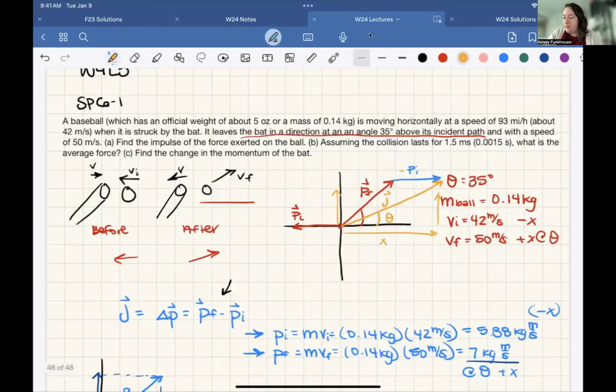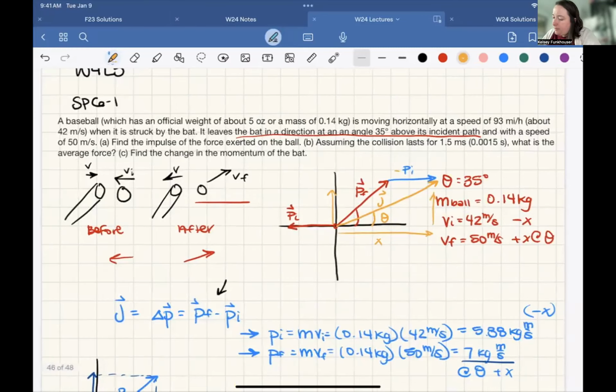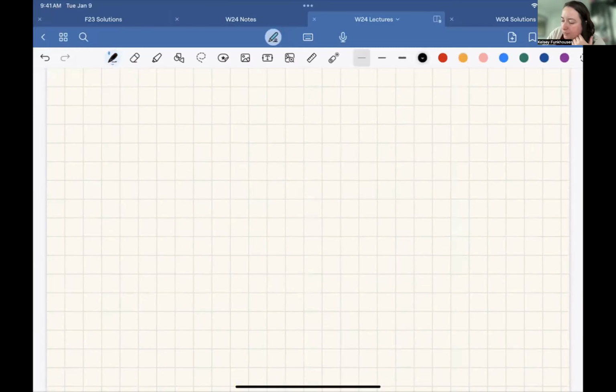Cool, but that's only one part. So now it asked us what the average force is, and then what the change in momentum of the bat is. So I'm going to go to the next page. The average force. So B, average force if the time interval is 15 milliseconds. Is it 15 or 1.5 milliseconds? 1.5 milliseconds. 0.0015 seconds.